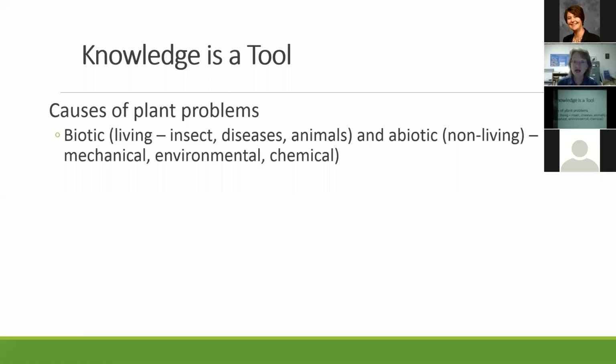The biotic causes, and these are living things, and those are the insects, the diseases, animals, the rodents and whatnot, moles, voles, things that may cause damage. And then the abiotic things that can cause plant problems, and those are the non-living things. So they might be mechanical, where you leave some type of pruning tie wrapped on the plant and it girdles it, environmental, and then chemical, or like a pesticide drift.